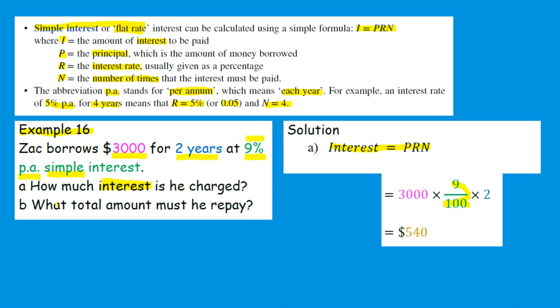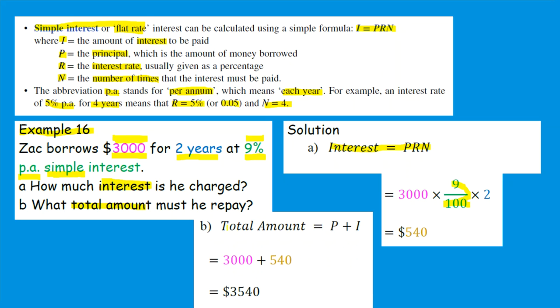Part B says, what is the total amount that must be repaid? So the $3,000 needs to be paid plus the interest. So you'll see this rule quite a lot as well. Principal plus interest. So the amount borrowed and the amount of interest, giving us this total.